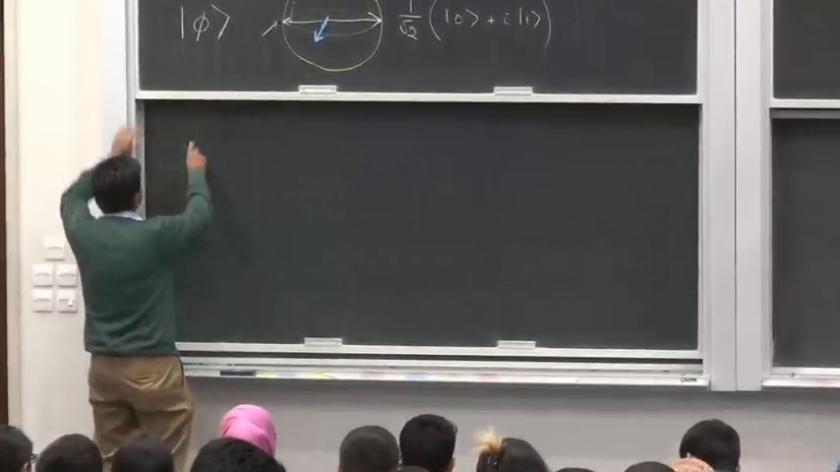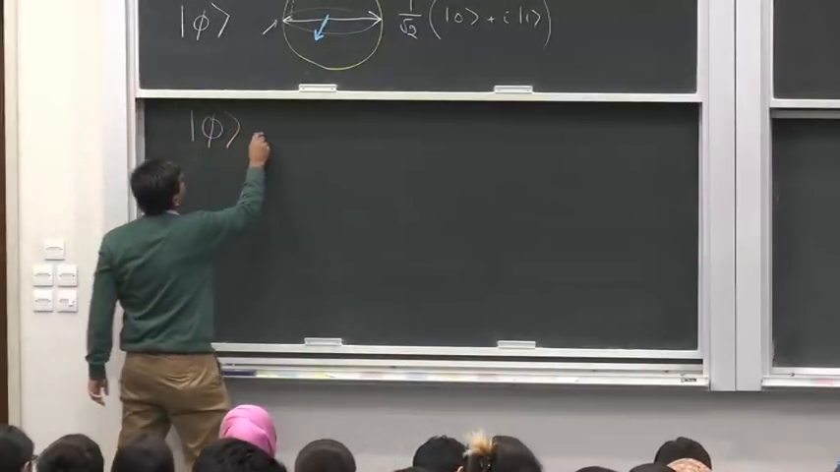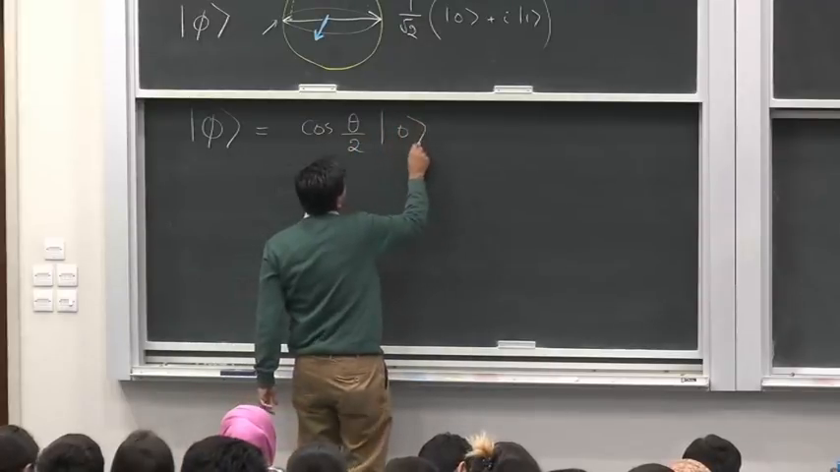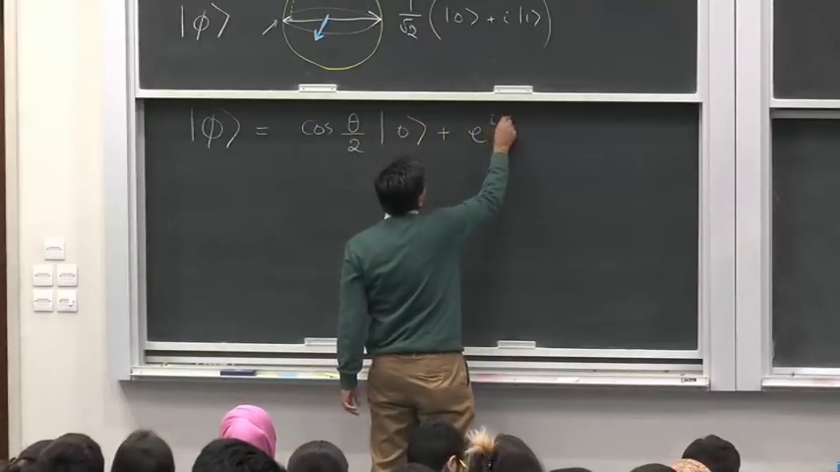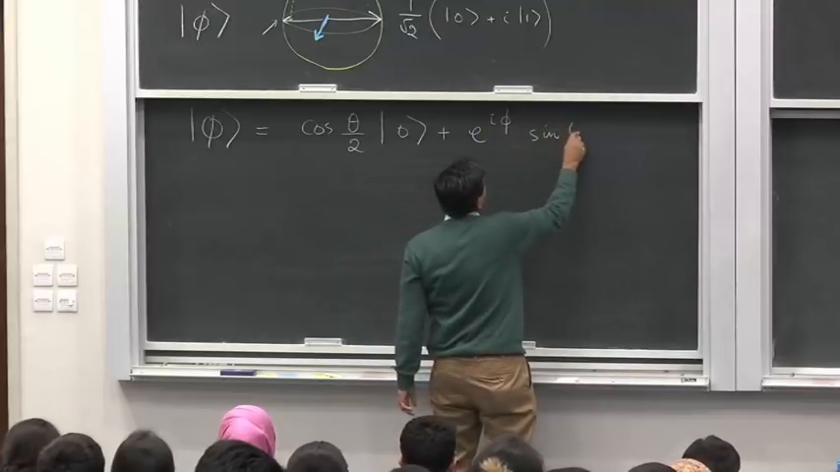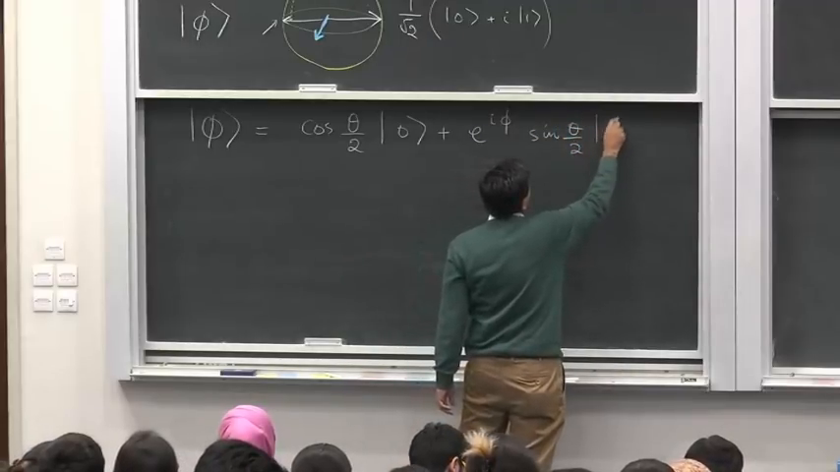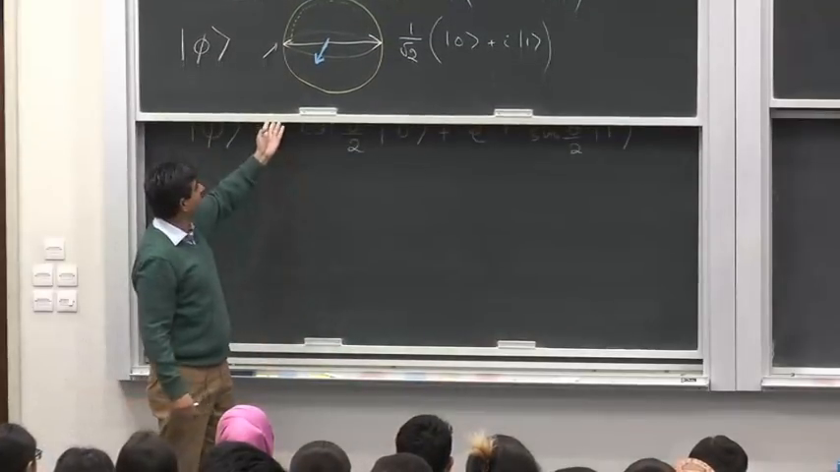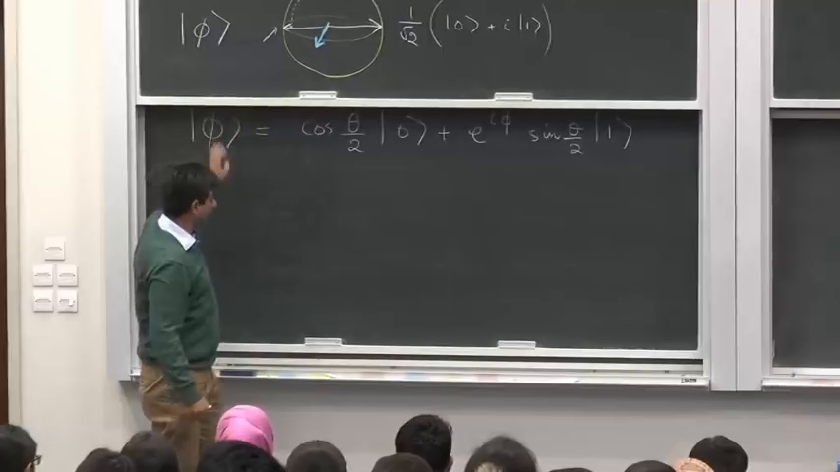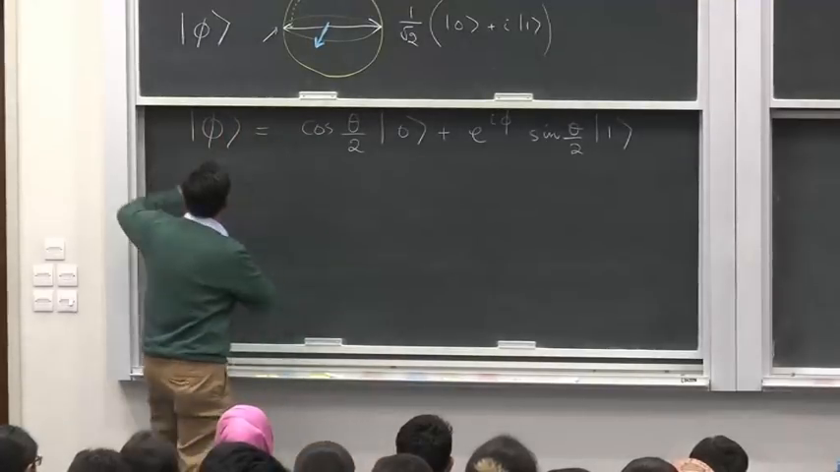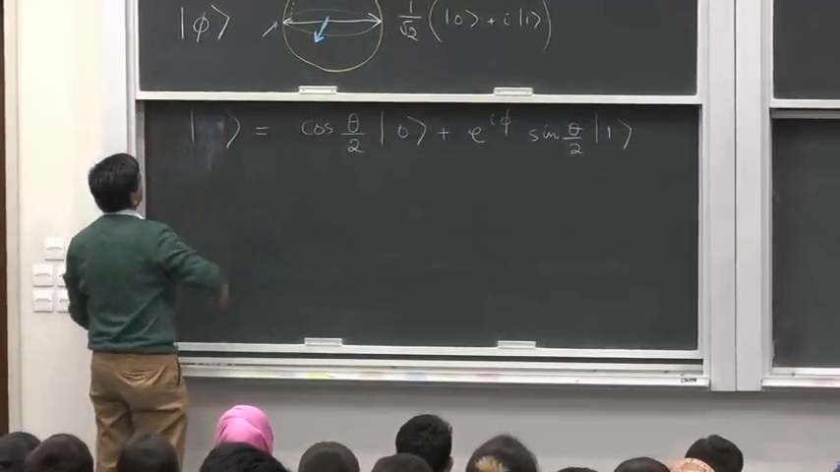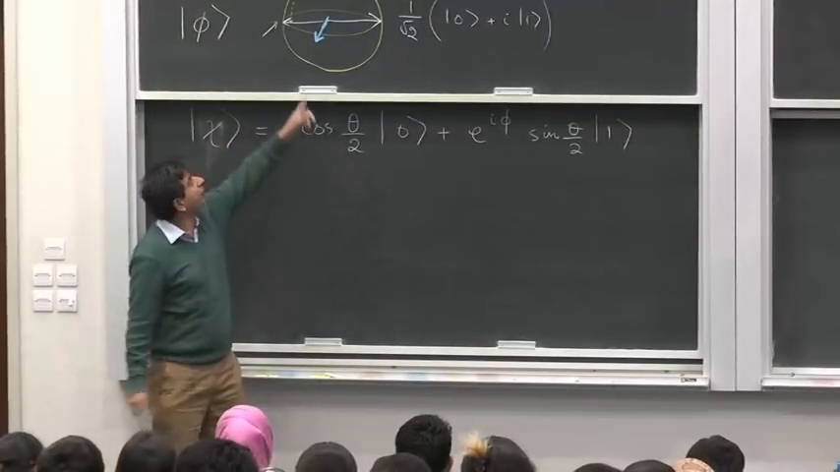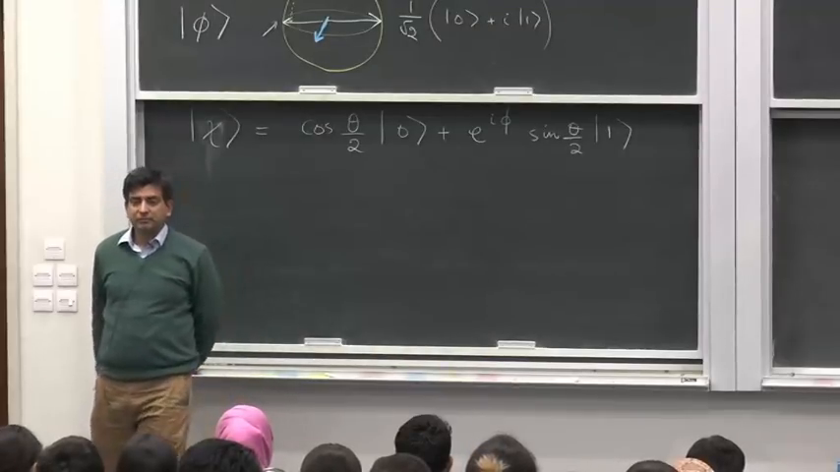So if I look at this state, I know that a general state is given by cosine (theta by 2) ket 0 plus e to the i phi sine (theta by 2) ket 1. Now for this particular state, what is theta? Okay, let's not call it phi because I've used phi here. Let's call it chi, something else. Now what is theta for this state? What's theta?